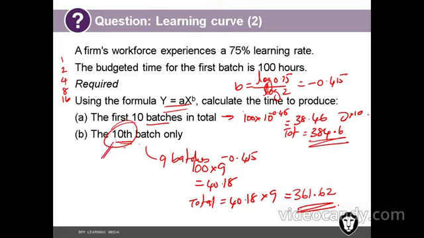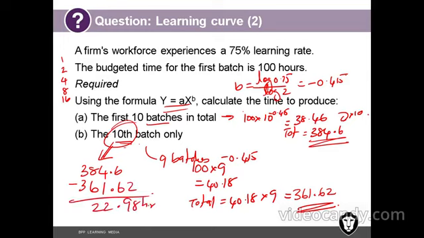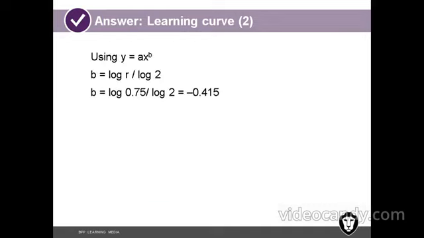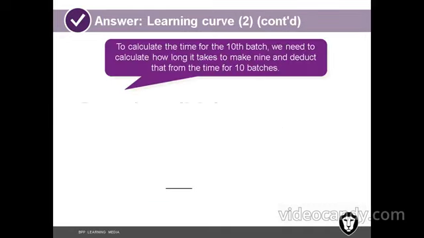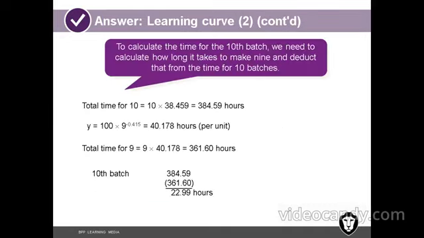Get the difference. That's going to be the 10th batch: 384.6 minus 361.62. That's going to be 22.98 hours. Can you see? Small rounding errors could be there. 22.98 we got, 22.99 is here.